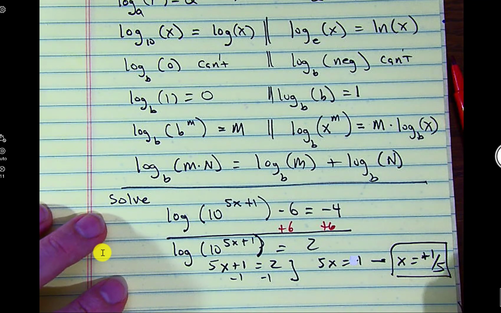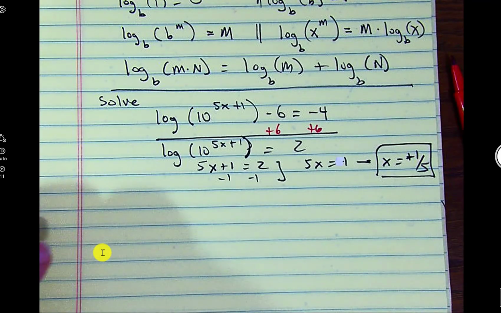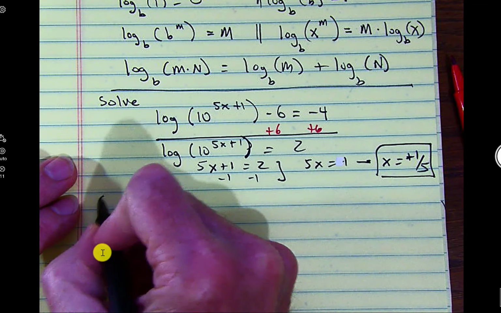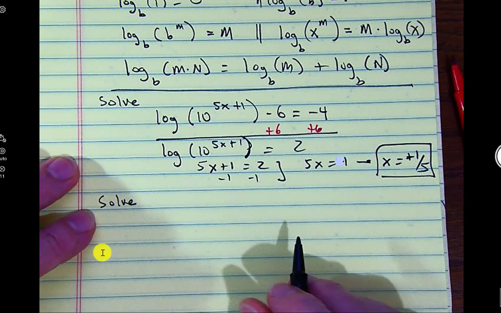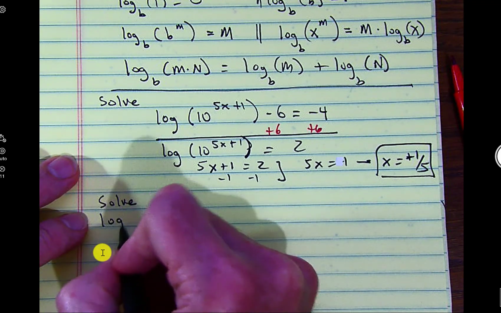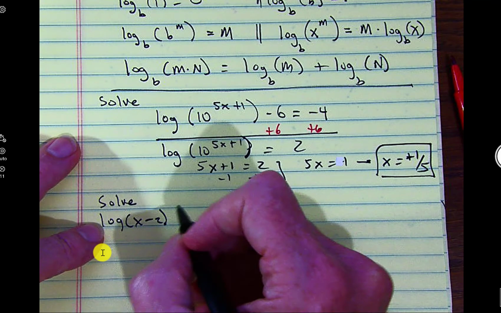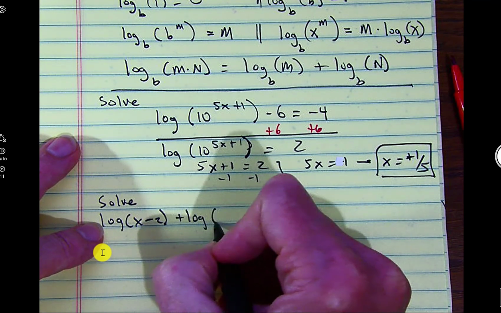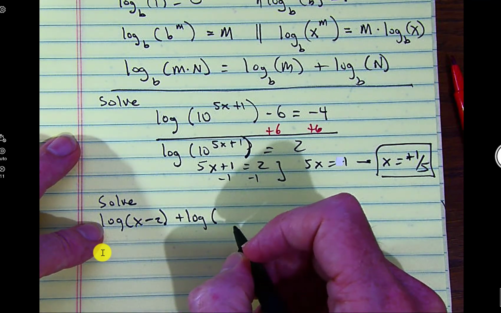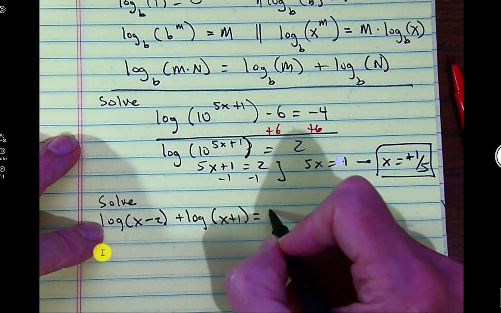All right, there we solved. Let's try another solution, and a more hard equation here. Probably the hardest you might possibly see. We're going to take log of x minus 2 plus log of x plus 1, and it's going to equal 3.